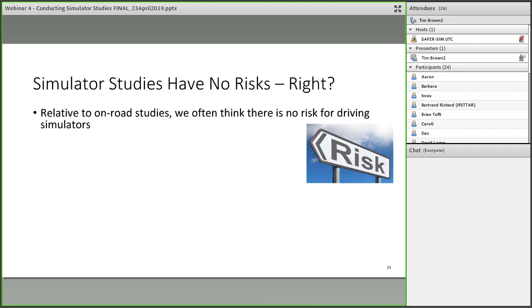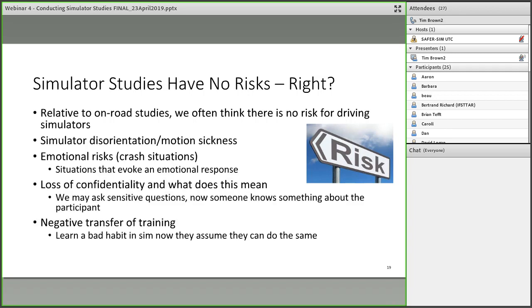Next, we're going to move on to risks. Simulator studies have no risks. That's kind of our general mindset when we move through this. And I think that's true relative to on-road studies, the risks are generally less. But that's largely because we remove the risk that they're going to die, which is the biggest risk in comparison. And just because we've taken that biggest risk out doesn't mean that there aren't still risks involved.